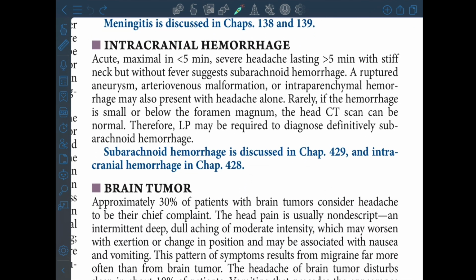Intracranial hemorrhage. Acute, maximal in less than 5 minutes, severe headache lasting more than 5 minutes with stiff neck but without fever suggests subarachnoid hemorrhage. A ruptured aneurysm, AV malformation, or intraparenchymal hemorrhage may also present with headache alone. Rarely, if the hemorrhage is small or below the foramen magnum, the head CT scan can be normal. Therefore, LP may be required to diagnose definitively subarachnoid hemorrhage.